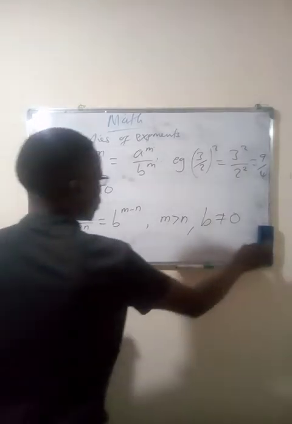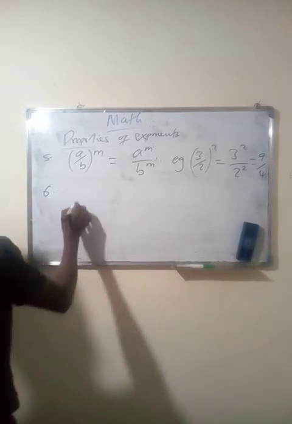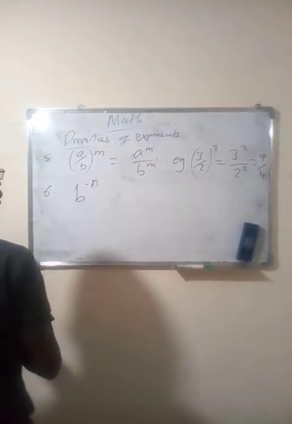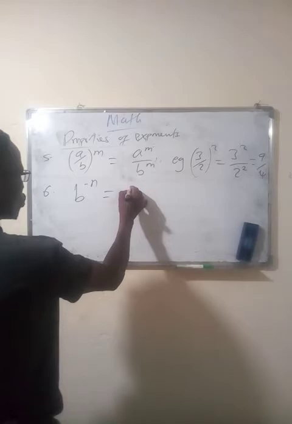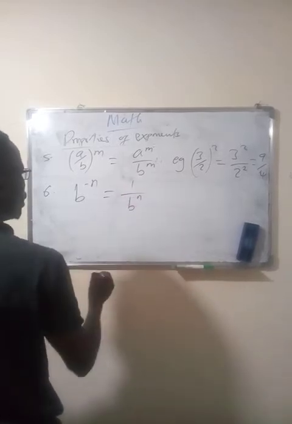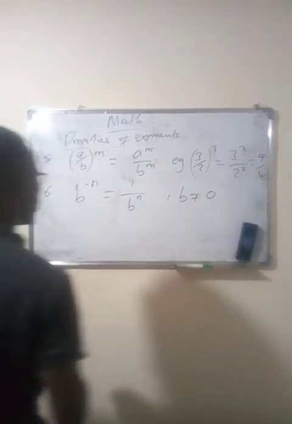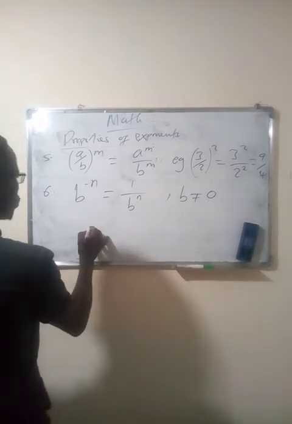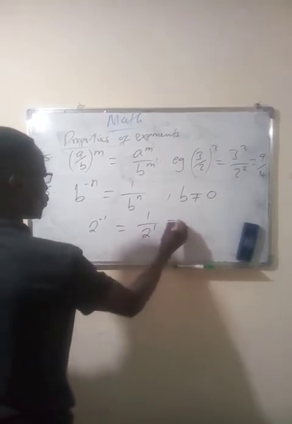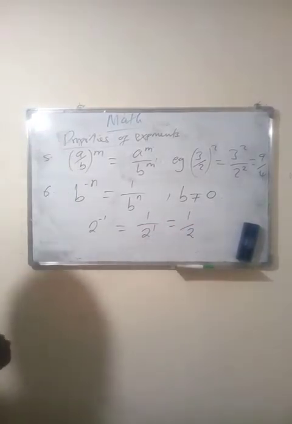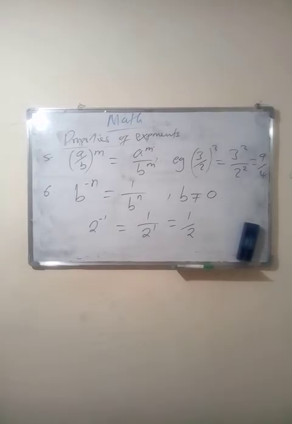Then the last property, the sixth property rather, that we should look at is B to the power negative N. This simply means that this is going to be equal to 1 divided by B to the power N. Now, obviously, this is provided B is not equal to 0. B should never be equal to 0. So, for example, if we say 2 to the power negative 1, this is going to be equal to 1 over 2 to the power 1, which is simply equal to 1 over 2. So the base should never be equal to 0, because once it is 0, we're going to have it as undefined.